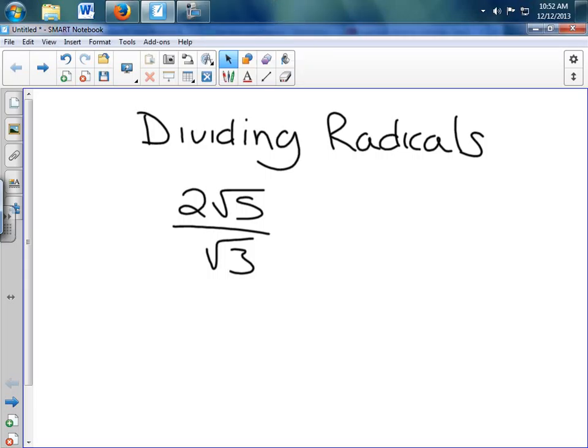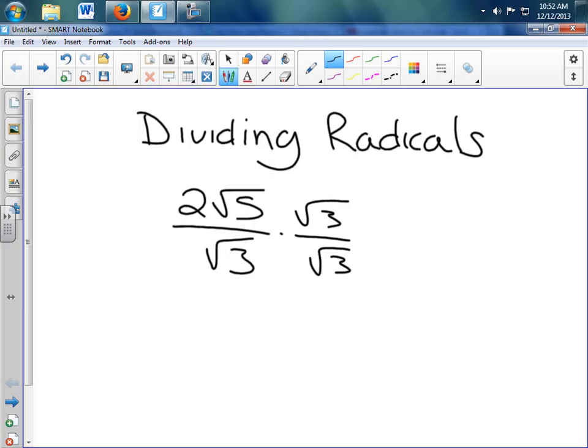Okay, dividing radicals. That's where you have the radical in the denominator. You cannot have a radical in the denominator. Okay, we have to get rid of it. Basically, what you do on these ones when it's just a radical by itself, you're just going to multiply the top and the bottom by that radical.